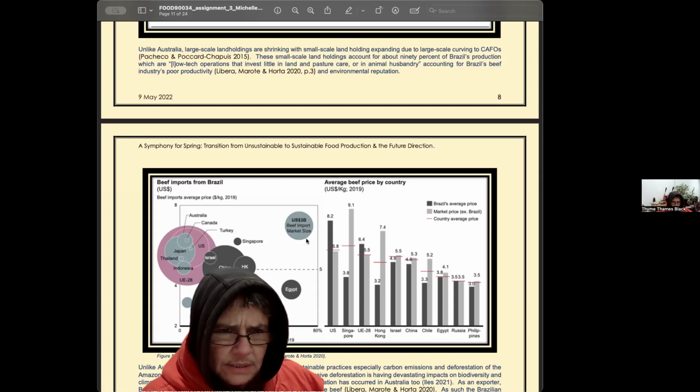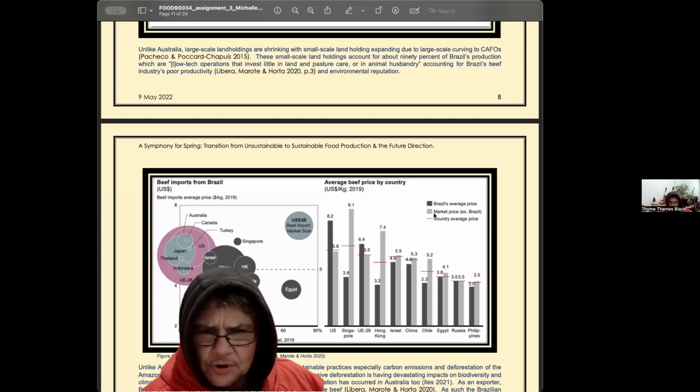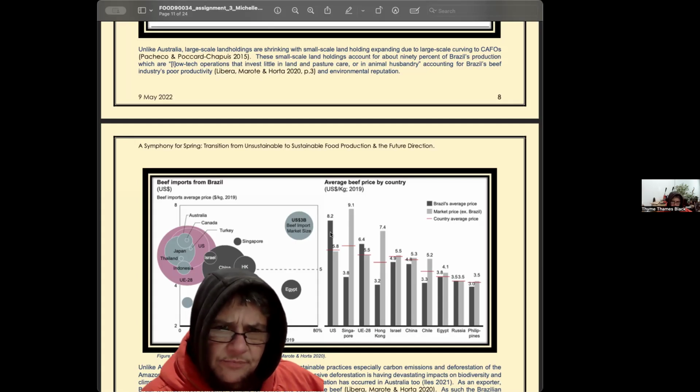US 3 billion beef import market size. Beef imports average price, dollars per kilo. Brazil's share of beef imports, that scale. I don't know who else they compete with there. Average beef price per country. Brazil's average price, market price excluding Brazil, country average price. US, Brazil average price, country average, market price excluding Brazil. Singapore, market. I'm not sure how to read that.